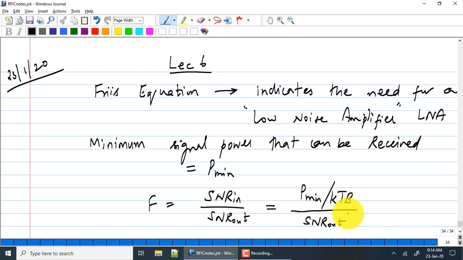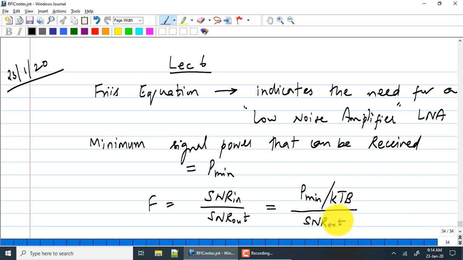kTB does not change, right? The only thing that can change is the output SNR. The noise stays the same. The signal power will keep increasing. Therefore, the SNR at the output of the chain keeps increasing. Make sense? So, in our case, we should not just be saying SNR out.